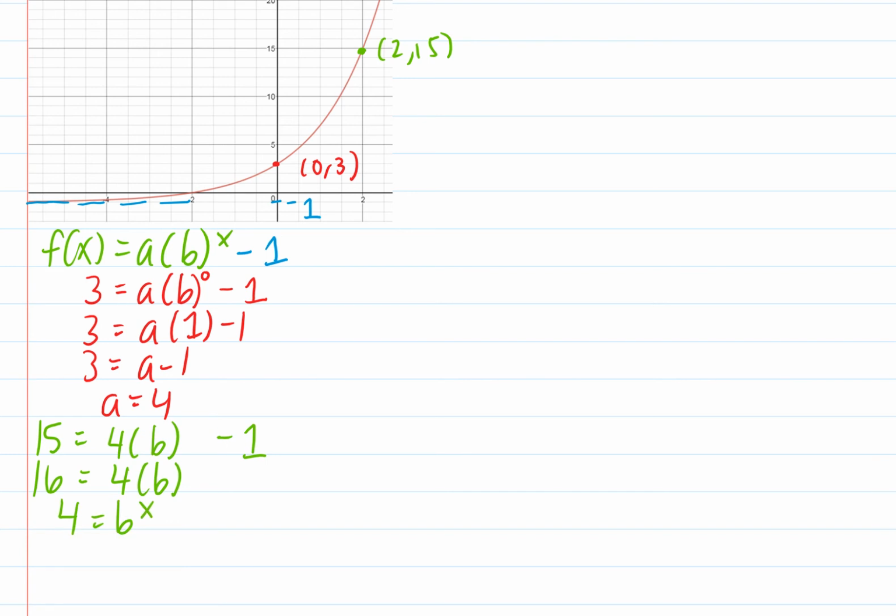Oops. I could substitute in the x value we're dealing with. This is the x value 2. So 4 is b squared. So b must be positive or negative 2. Well, if b were negative, multiplying by a negative number would cause your y values to jump above and below the x-axis because you would get positive, negative, positive, negative. So we'll just deal with positive 2.